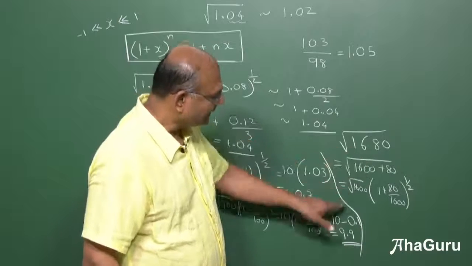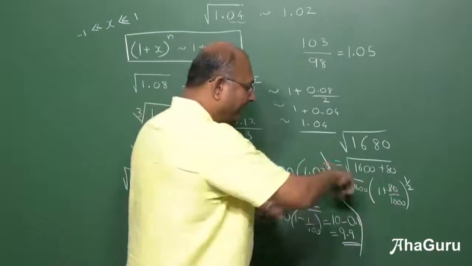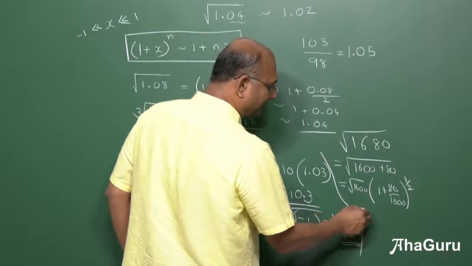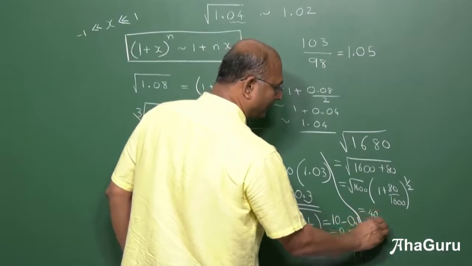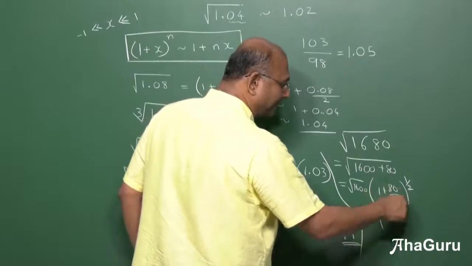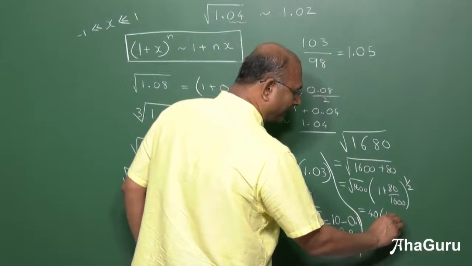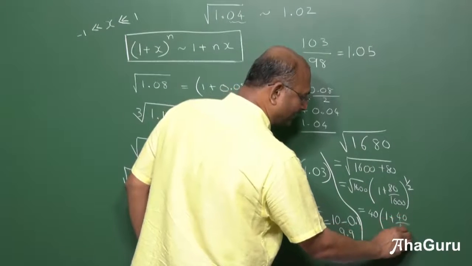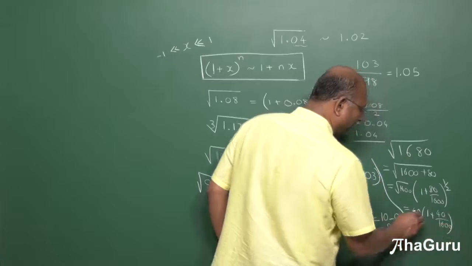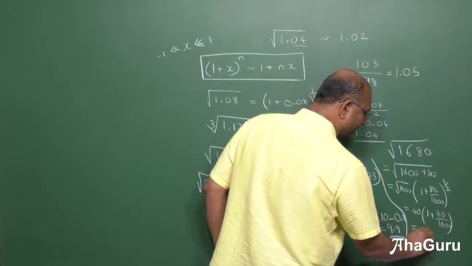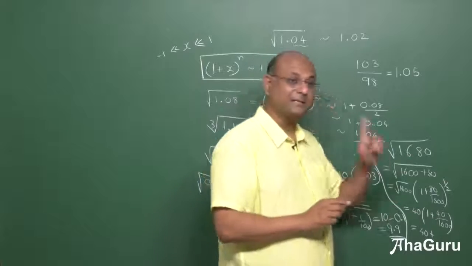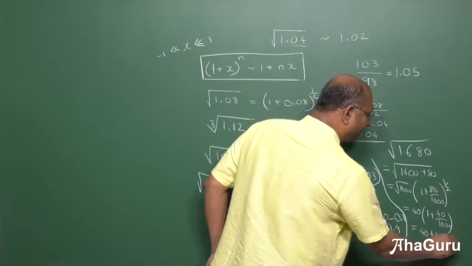Basically 1600 into 1 plus 80 by 1600. I have taken the roots. You can separate the roots out, right? What is root of 1600? 40. What is 1 plus 80 by 1600 power half? 1 plus this 80 by 2 will become 40. So it will become 40 by 1600. This is 40 plus 40 into 40 is 1600. 1600 by 1600 is 1. So the answer is 41.